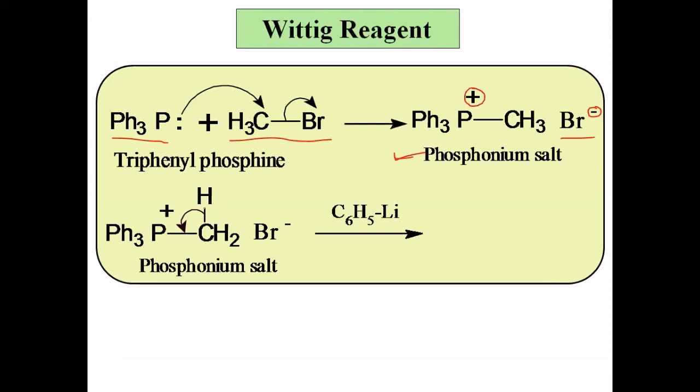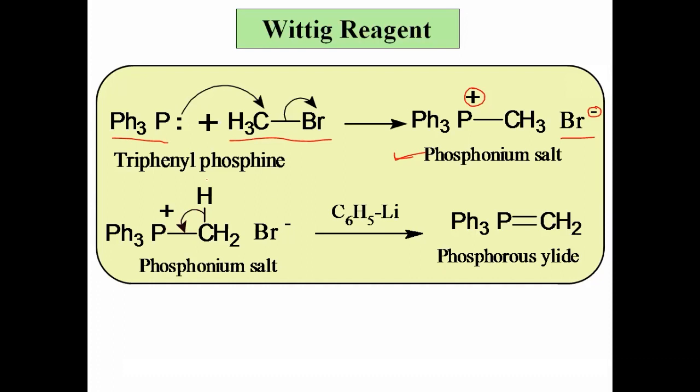म्हणजे इथला हा bond break होतो, bond between carbon and hydrogen. This bond undergoes breaking, and this electron pair forms a bond between phosphorus and CH2, and we get the reagent Ph3P double bond CH2, and this is nothing but our phosphorus ylide.